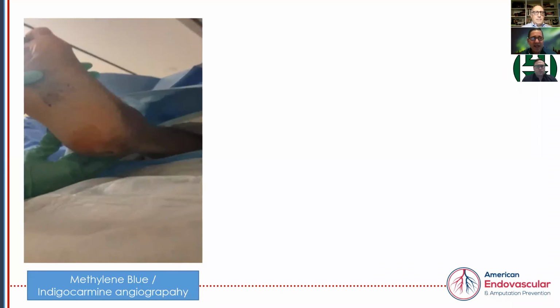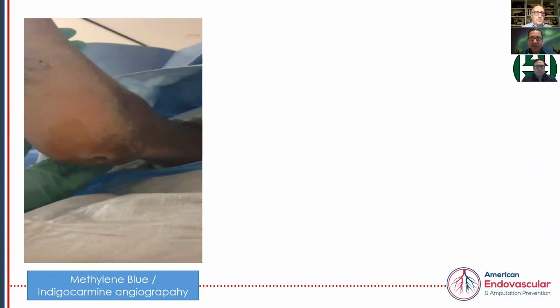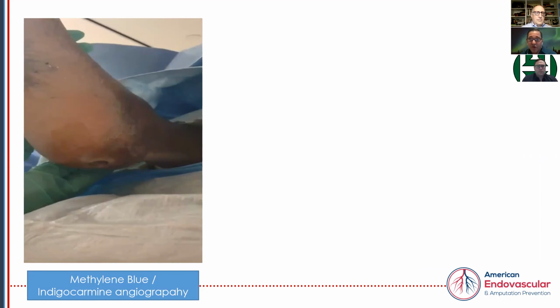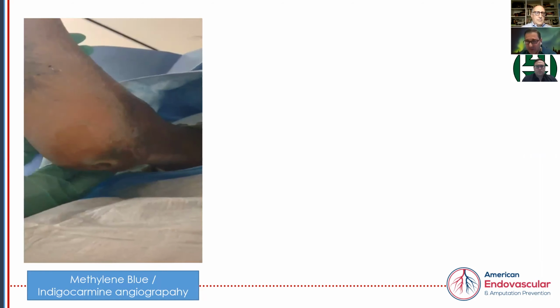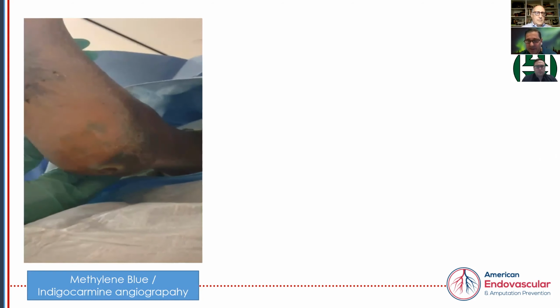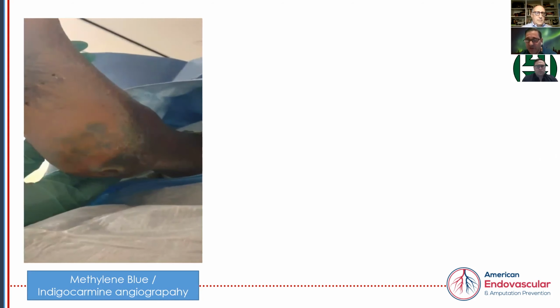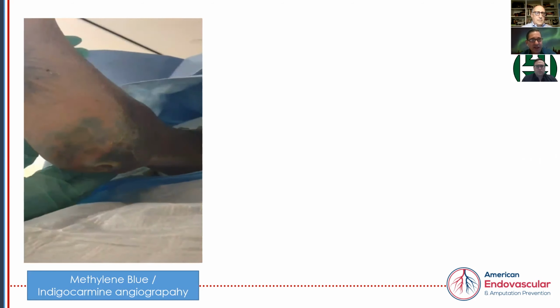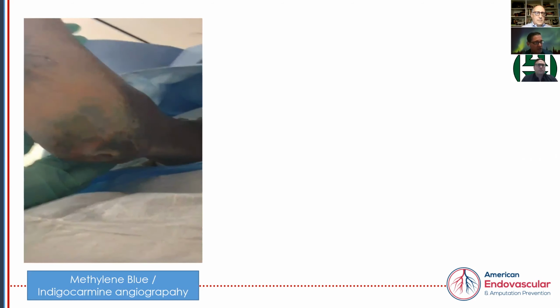And at the end of the day, there are ways when we actually do our procedures to measure perfusion, or at least to measure distribution of blood flow. Maybe not the best measure of oxygen delivery, but obviously where blood flow goes, oxygen will go. And this is methylene blue. In Asia, they use indigo carmine.